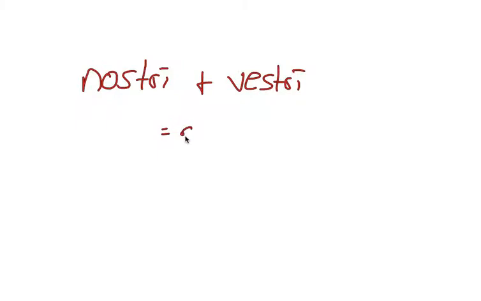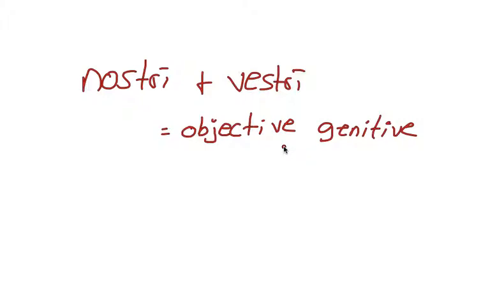The forms nostri and vestri are used for what's called the objective genitive. And we haven't talked about this yet. We're actually going to talk about it in the next lecture, so I'm going to hold off on the explanation of that until we talk about objective genitive. But just know that nostri and vestri are used for objective genitive.